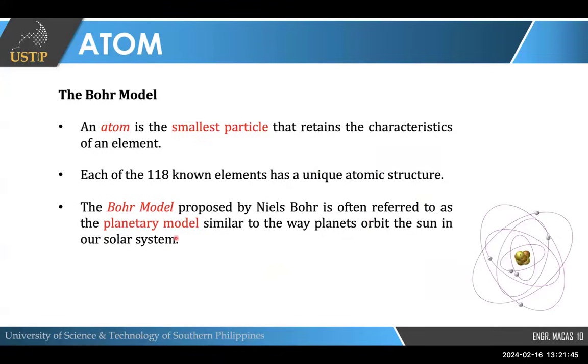First, we know that an atom is the smallest particle that retains the characteristics of an element. If you recall from chemistry, we have 118 known elements, and each of them has a unique atomic structure. The Bohr model proposed by Niels Bohr is often referred to as the planetary model, similar to the way planets orbit the sun in our solar system. So it's as if the nucleus is the sun, and the electrons orbiting around the nucleus are the planets.